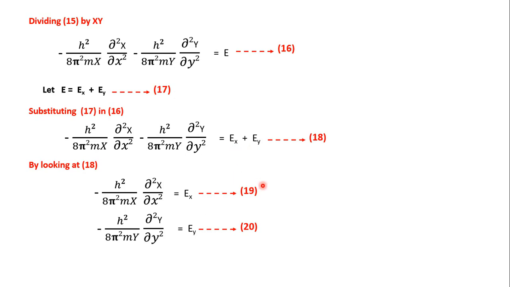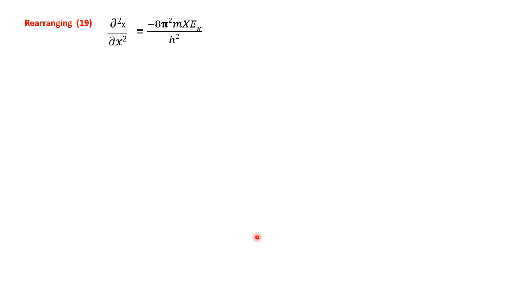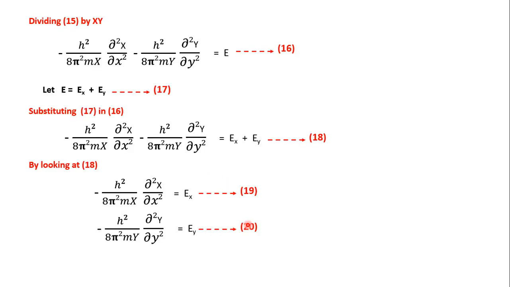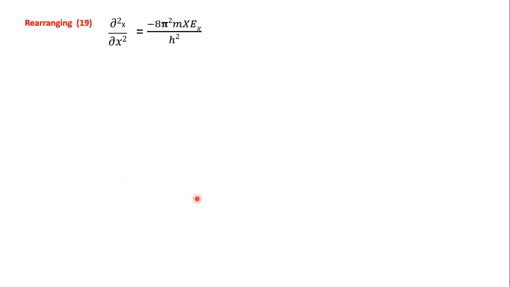First we will solve equation 19, which is dependent on x, and a similar procedure will be followed for equation 20, which is dependent only on y. Considering the first equation, which is dependent only on x, what we have to do is take all the terms other than del square X by del a square, that is the coefficient of del square X by del a square, minus h square by 8 pi square m, to the right hand side. We get minus 8 pi square m Ex X by h square equal to del square X by del a square.